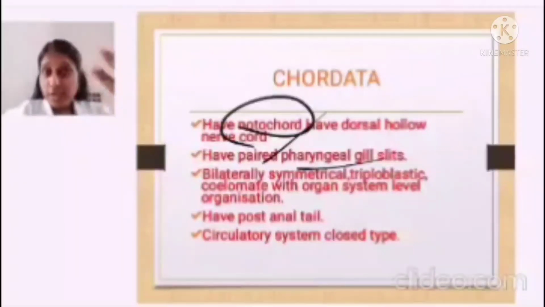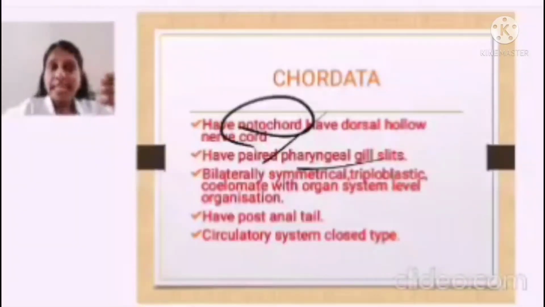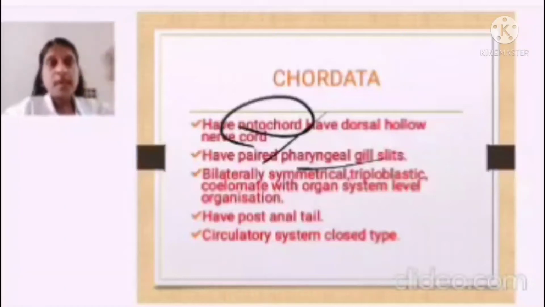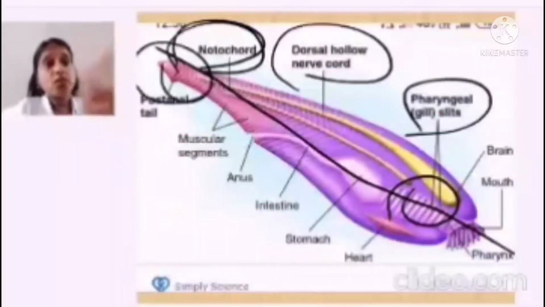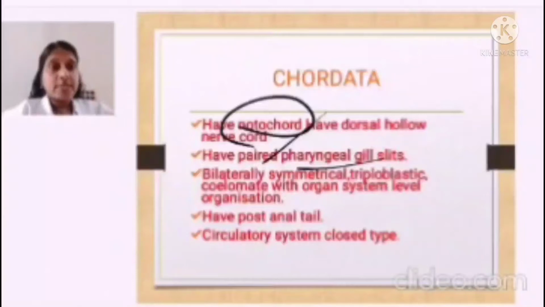Triploblastic means they have three germ layers: ectoderm, endoderm and mesoderm. They are coelomate, meaning they have a body cavity filled with coelom. Organ system means they have well developed organs connected with each other. And they have a post-anal tail, meaning they have a tail. So this post-anal tail is also present in chordates. That is the next characteristic.